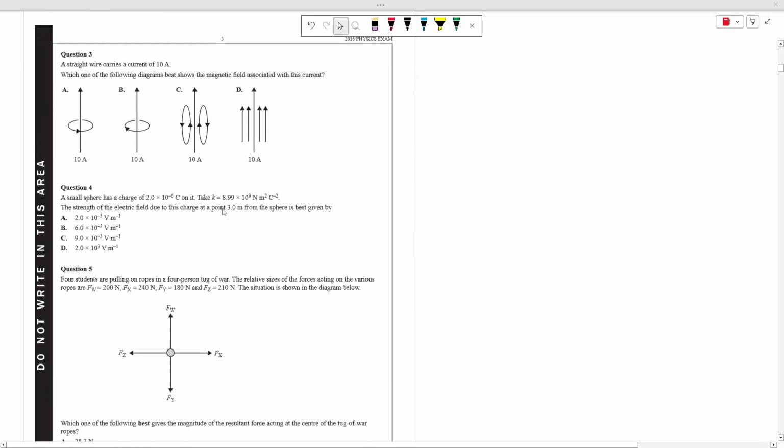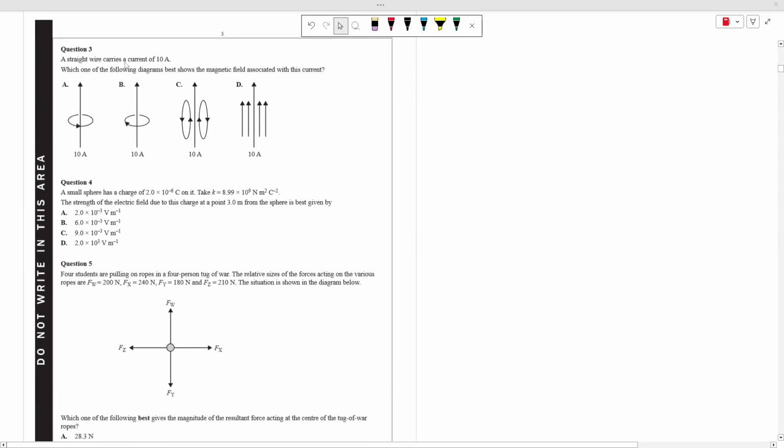Alright, question 3. A straight wire carries a current of 10 amps. Which one of the following diagrams best shows the magnetic field associated with this current? So we've got a current in a wire that's going upwards, and it creates a magnetic field. Okay, moving charges, which is what current is, create a magnetic field. And just based on knowledge of the theory, that magnetic field will go in a circular direction around the wire, and that is given to us by the right hand grip rule.